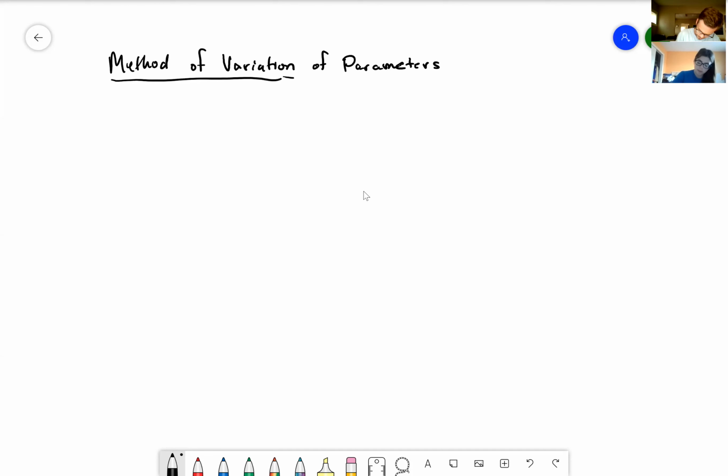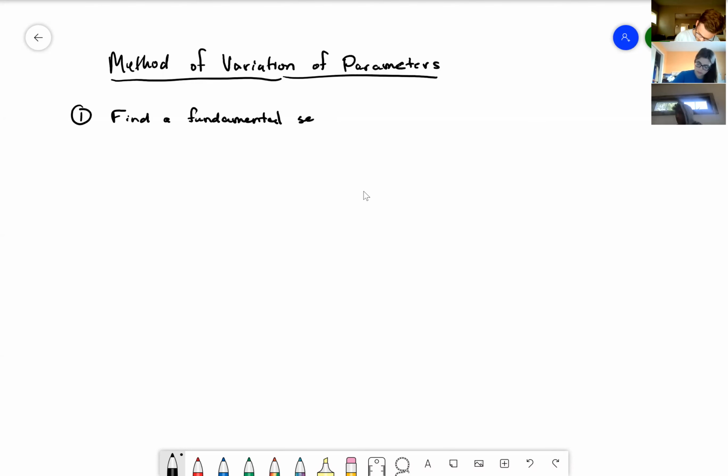So we'll recall that it proceeds in basically 3 steps. So this is the method of variation of parameters. And so step 1 is that we find a fundamental set y1, y2 for the homogeneous version of the equation.